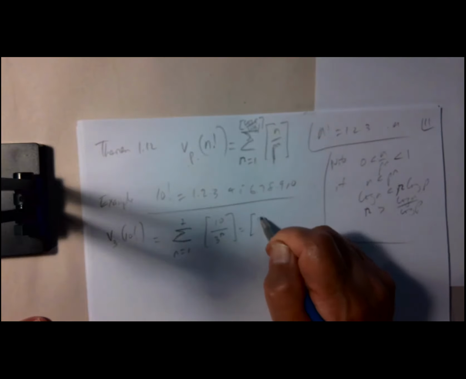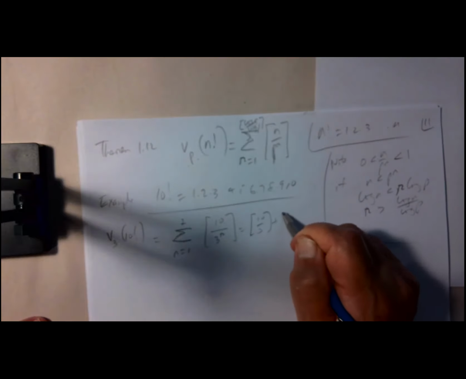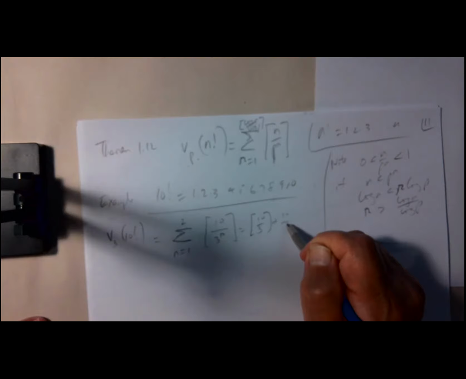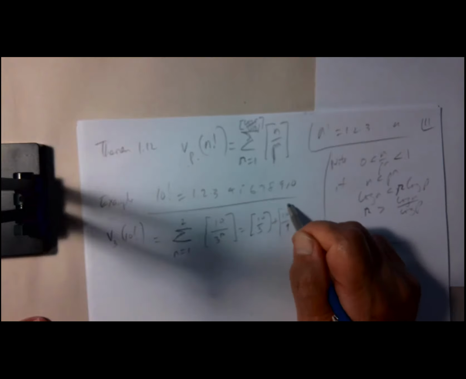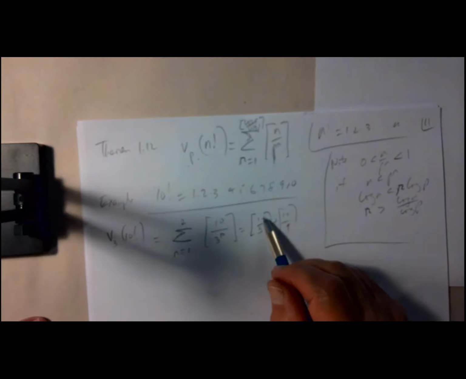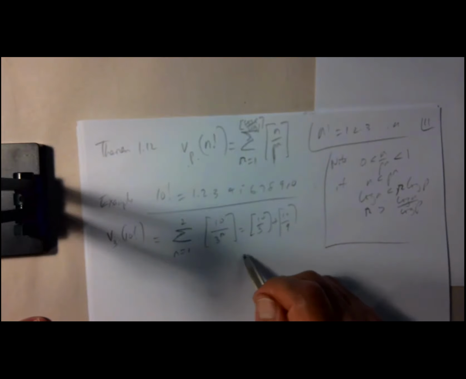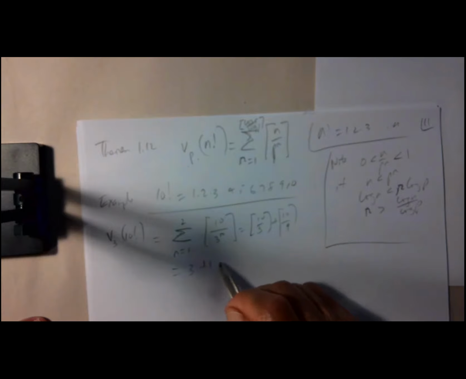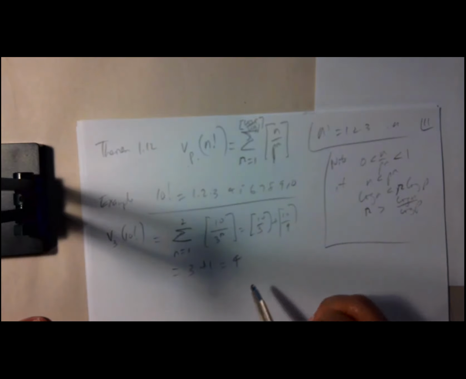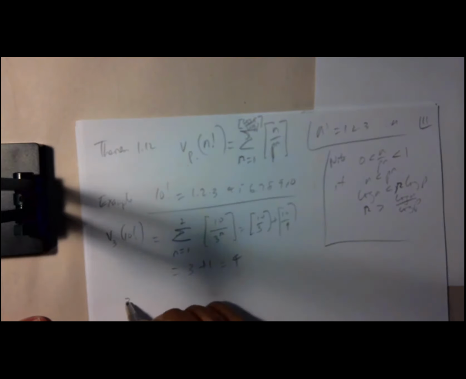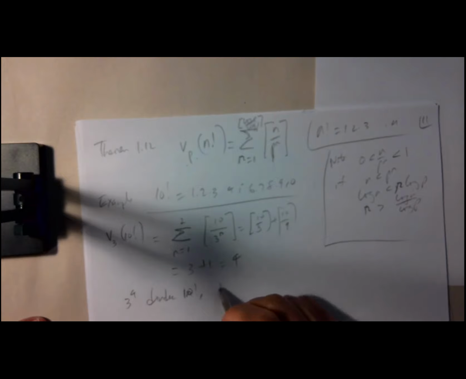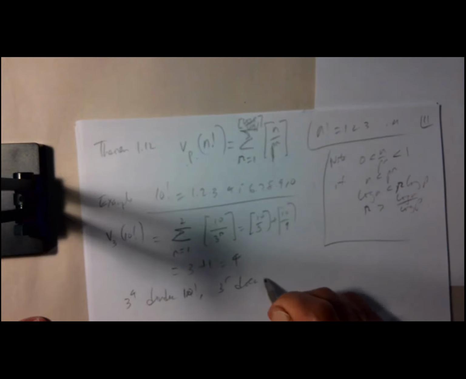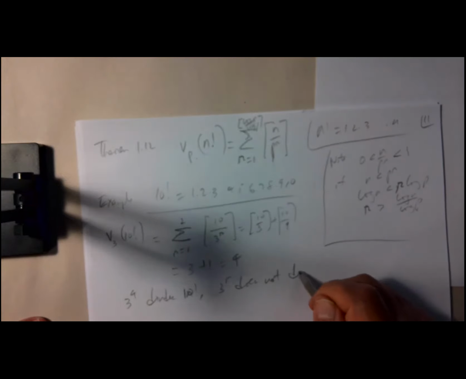That's the integer part of 10 over 3 plus the integer part of 10 over 3 squared, or 9. 10 over 3, that's 3 and a third. This integer part is 3. 10 over 9, the integer part is 1. So this is 4. So this says 3 to the 4th divides 10 factorial. 3 to the 5th does not divide 10 factorial.